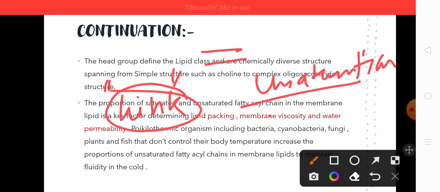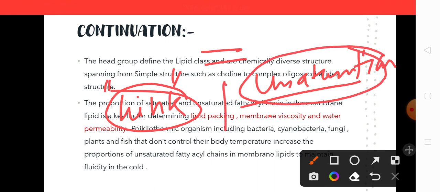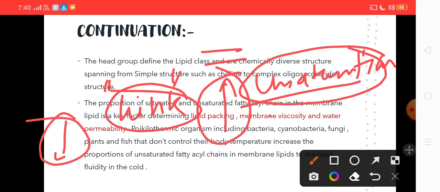Okay, now this amount of unsaturation should be very well regulated, right? Because if unsaturation is higher than needed, then it may be detrimental for the cell, as well as if the amount of unsaturation is lower than needed, it will again be detrimental for the cell.